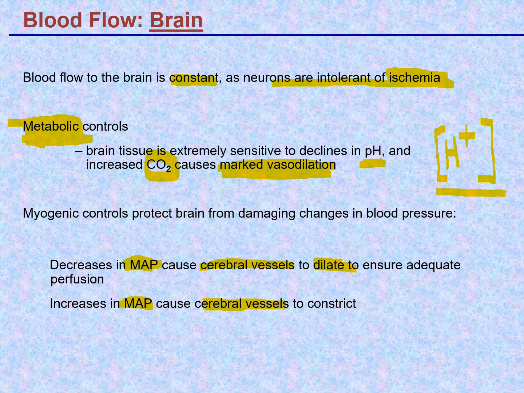Remember, the brain is inside a hard case, so it can't swell outwards. So decrease mean arterial pressure, get vasodilation. Increase mean arterial pressure, you get vasoconstriction in the brain right away in response.